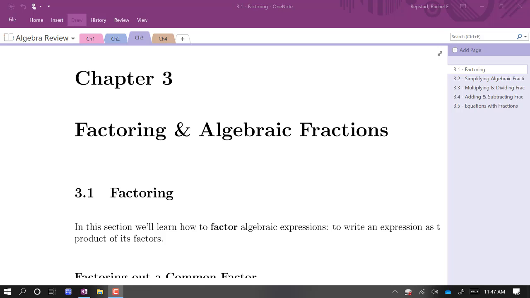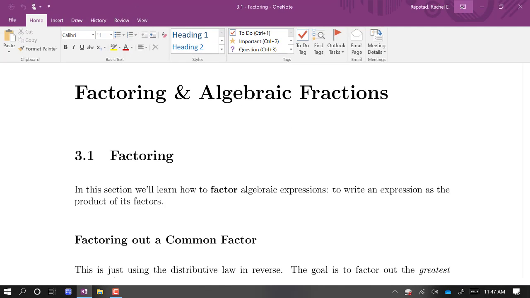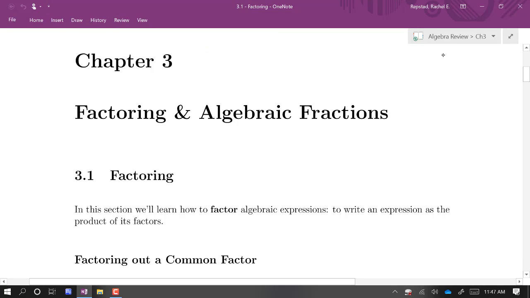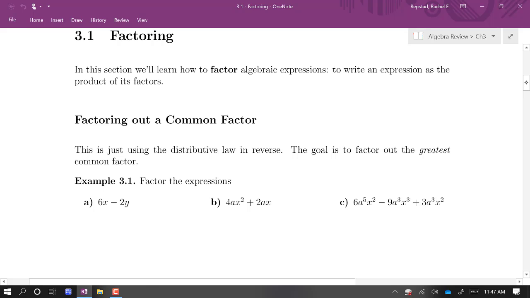All right, in this chapter, we're going to work on how to factor algebraic expressions. There's different factoring scenarios, different techniques depending on what we're looking at. So we're going to start by how to factor out a common factor. Factoring out a common factor is just using the distributive law in reverse.